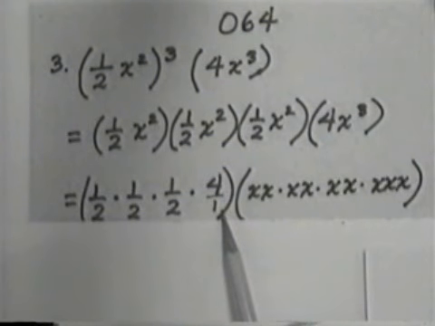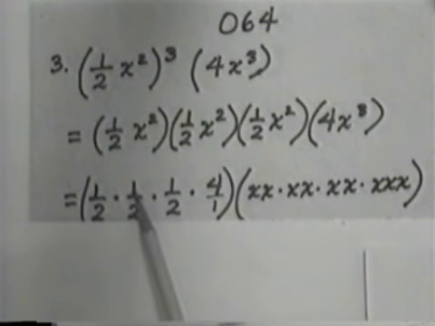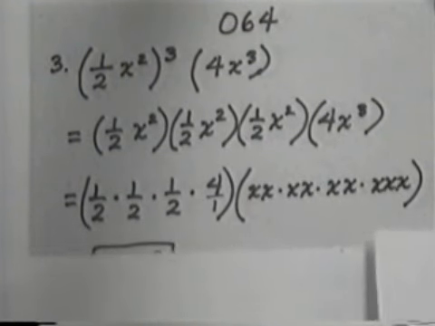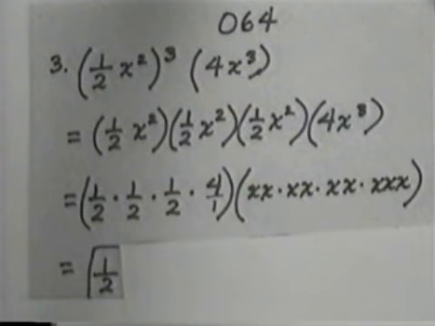Now we multiply 1/2 times 1/2 times 1/2 times 4/1. 1 times 1 is 1, times 1 is 1, times 4 is 4. On the bottom, 2 times 2 is 4, times 2 is 8, times 1 is 8. And so we get 4/8, which reduces to 1/2. 1/2 is the coefficient.